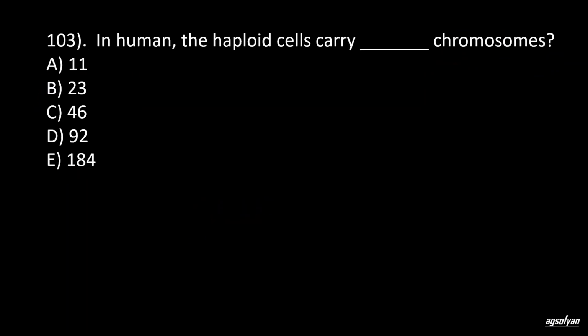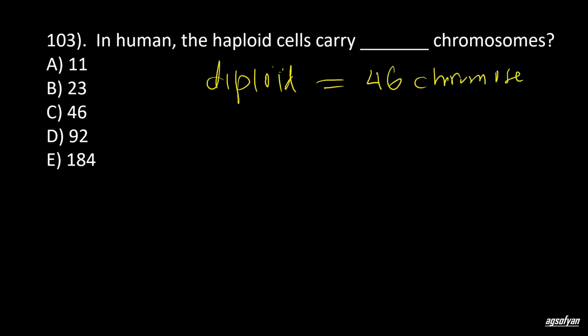In human, the haploid cell carries blank chromosomes: 11, 23, 46, 92, or 184. So remember, most of the cells in humans are diploid and have 46 chromosomes. If the cell is haploid, like sperm and eggs, then it only carries half of the diploid number, which is 46 divided by 2, so 23 chromosomes.